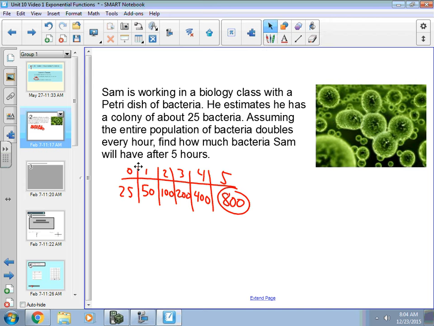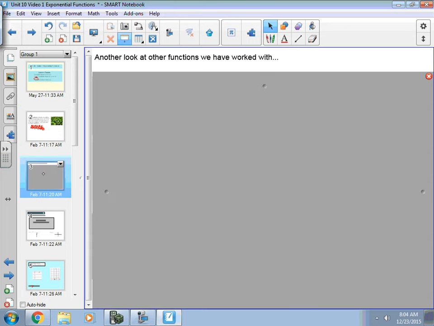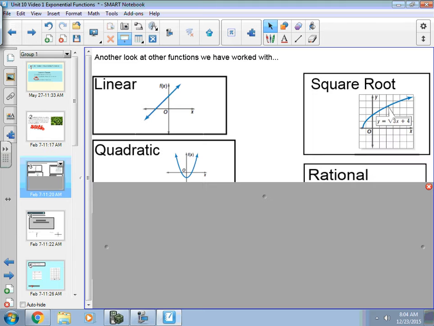But we don't want to have to do this because if it said how much are we going to have in 450 hours, we wouldn't want to keep doubling and making a table like this. We'd be sitting here forever. So we want a faster way of getting to that answer. And how we're going to do that is to work with exponential functions.